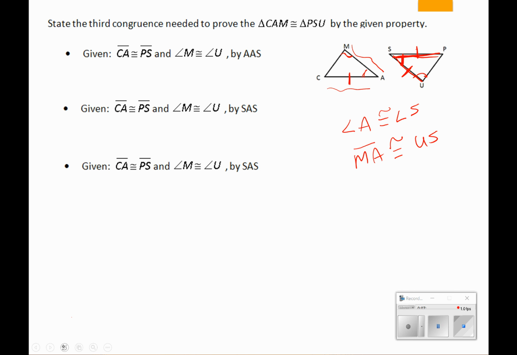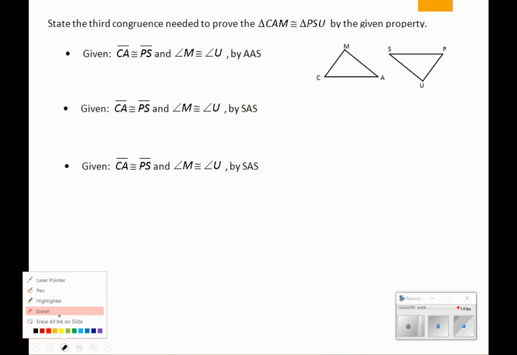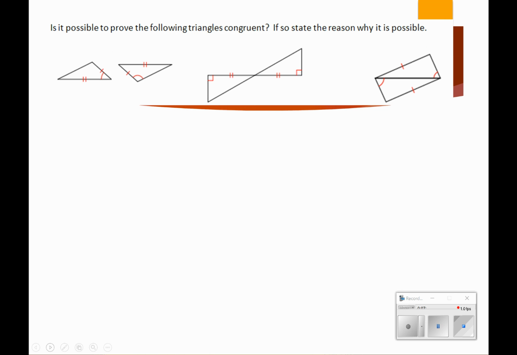Next example. Get rid of all of this again. And we'll start with what we know. So we know that, again, CA is congruent to PS, M is congruent to U, and actually I just repeated the problem, so we don't need to go over that. Bad typo for me. All right, so you got two examples. Again, can we prove these congruent?